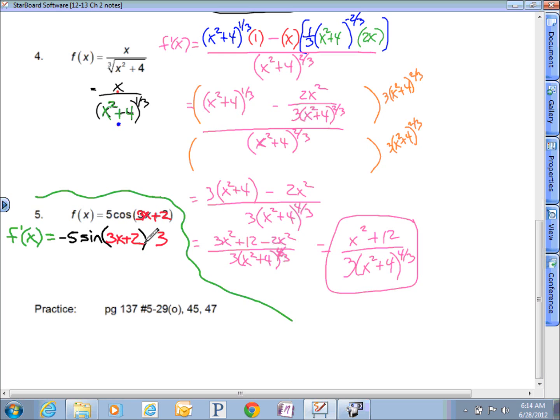So the same idea. You've got an outside function and an inside function. The derivative of the outside function is negative 5 sine of something. The derivative of the inside function is 3. Put the outside function back the way that it was before. My derivative: negative 15 sine of 3x plus 2. Trig can get to be a little bit confusing, but if we treat it the same way that we do algebra, derivative of the outside times the derivative of the inside, it's really not that bad.